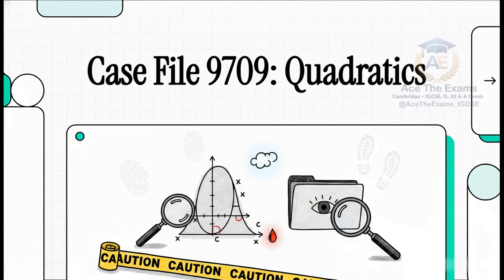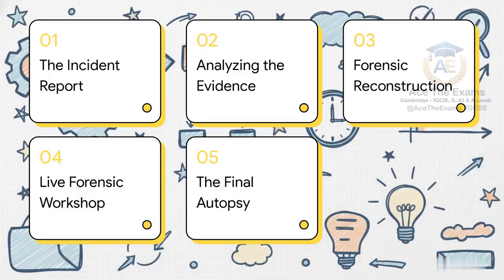Let's process the scene. Here is our investigative roadmap for today. First up, the incident report. Second, analyzing the evidence. Third, forensic reconstruction. Fourth, our live forensic workshop. And finally, we'll wrap it up with the final autopsy.